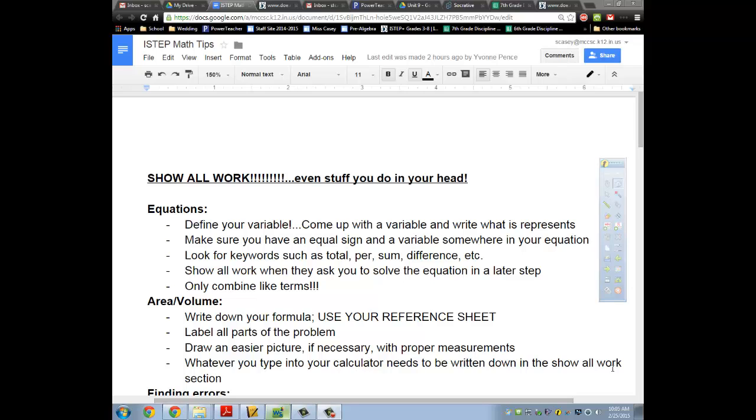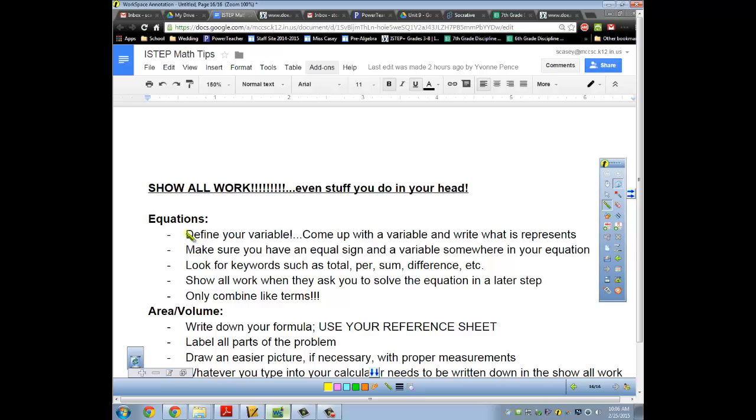Hey, we're going to look at some tips for different problems that you can come across. We are going to focus on equations and area and volume with this section. So equations is how I want to start. First of all, you want to always make sure you define your variable. What that means is come up with a variable and tell me what it stands for.